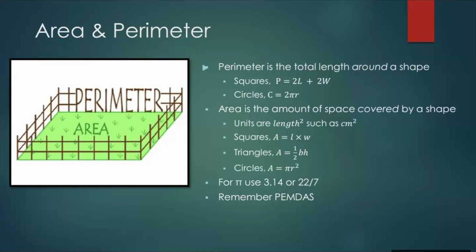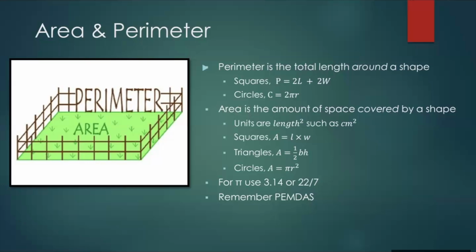Ready? Next is for circles. The area of a circle equation is area equals pi, 3.14, times the radius squared. You square that radius first and then multiply by pi, by 3.14. That is an order of operations problem right there. Same for the first one with perimeter, the squares.